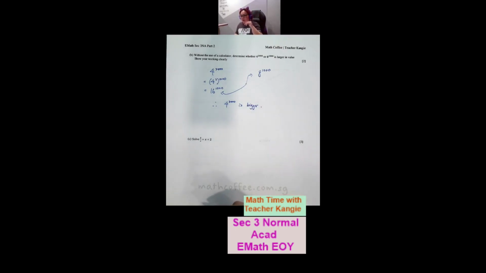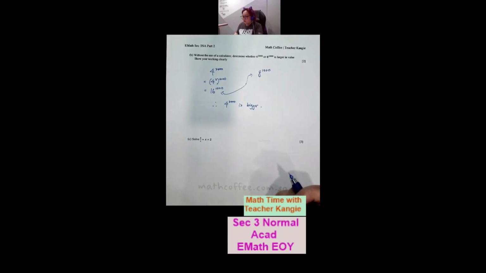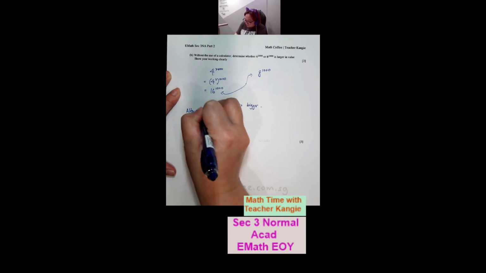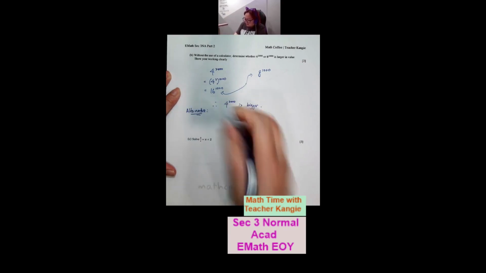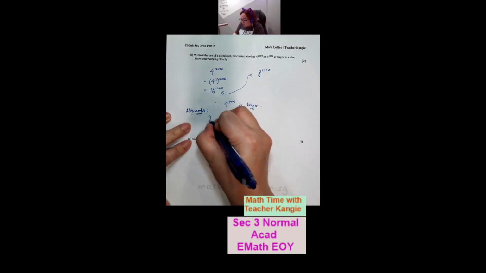Someone says change to base 2. Can, that also can be done. But if I change to base 2, I will have to change both of them. So what this person means is, I'm going to show the working. So alternative. Let's say I change to base 2. So it will be 2 to the power of 2.